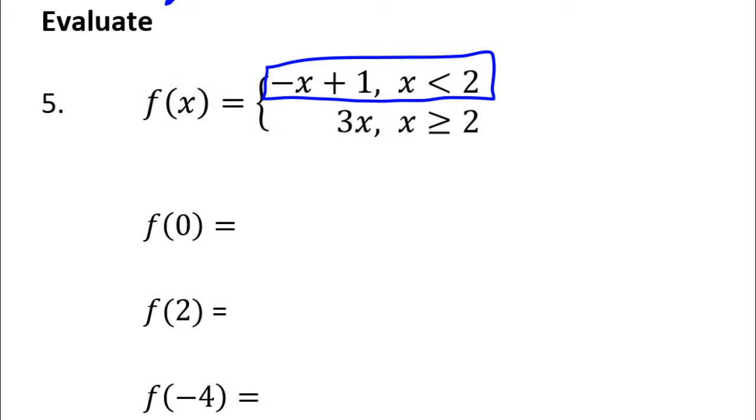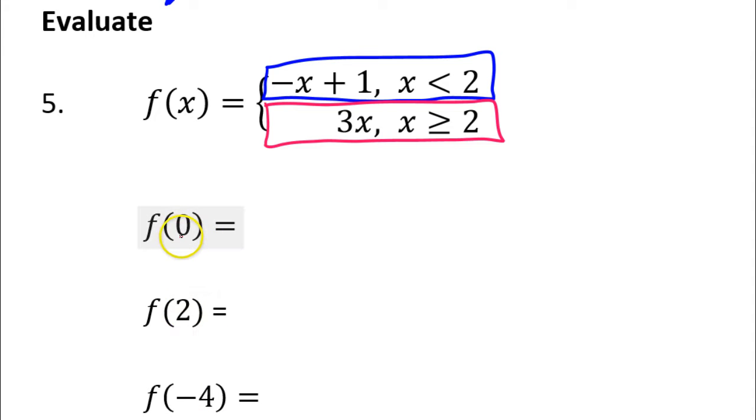So this will be the blue piece of my piecewise function, and this will be the pink piece of my piecewise function. So in each case we have to decide, will we use the blue piece or the pink piece? Well, the domain here on the end tells you which piece to use. We will use the blue piece if the x value is less than 2. We will use the pink piece if the x value is greater than or equal to 2. And of course the x values are these numbers right here, 0, 2, and 3.